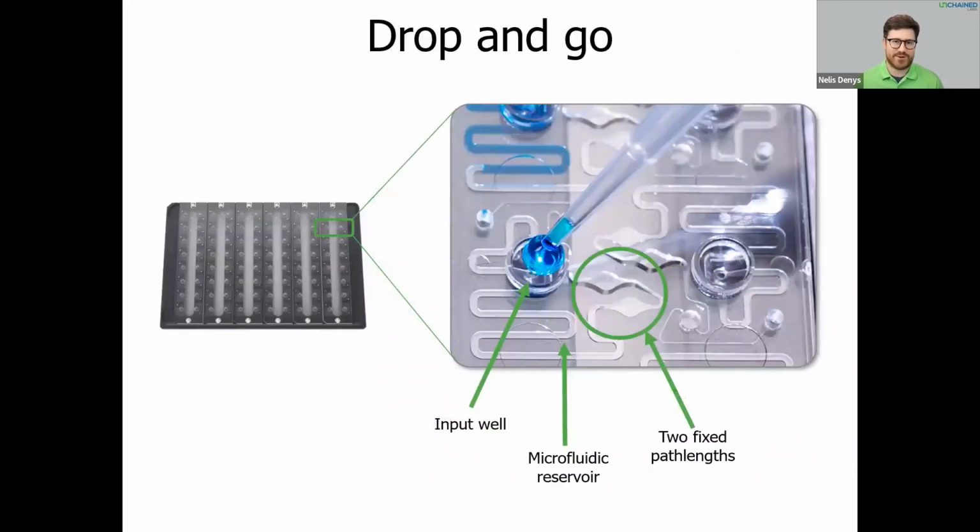Now, how does Stunner do this? So you simply add in 2 microliter of your adeno sample into the input well, and it's pulled into the microfluidic reservoir of our consumable. And at this step, your sample can sit up for 2 hours inside the input well, and there will be no evaporation.